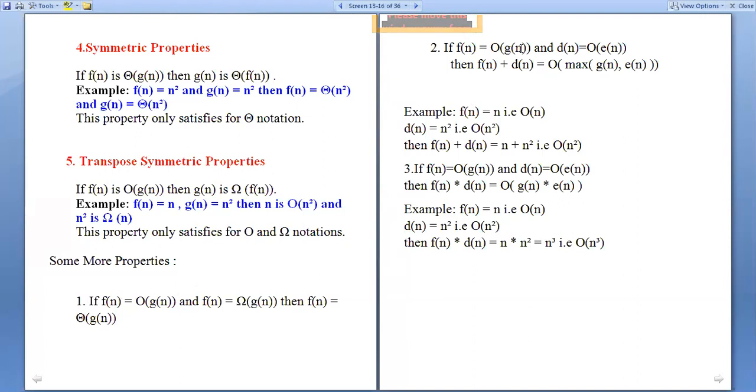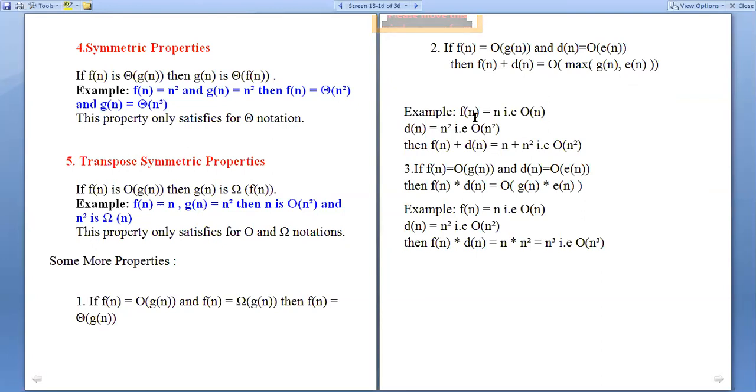If f of n is equal to big O of g of n and d of n is big O of e of n, then f of n plus d of n, what is it? That is big O of maximum of g of n comma e of n. The maximum of these two, g of n and e of n, will be considered as the f of n plus d of n.